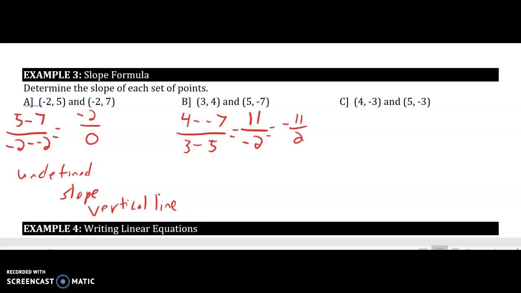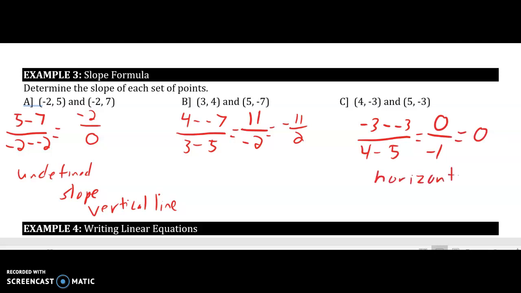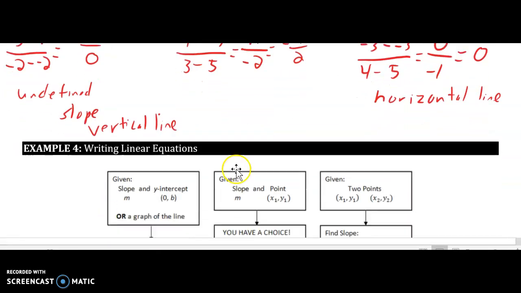So that's the slope. And then over here we got negative 3 minus negative 3 over 4 minus 5. I got 0 over negative 1, which is 0. What kind of a line is that? We already saw an example of this. Horizontal line. So every time we see a vertical or horizontal line, we want to make sure we identify it.